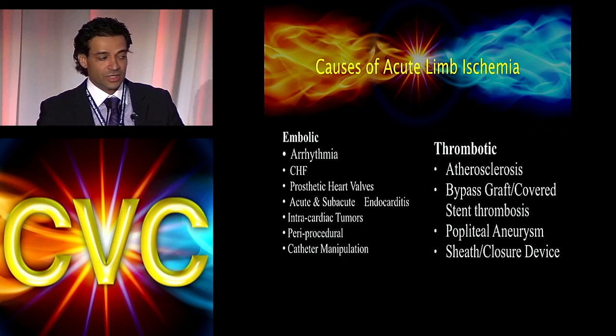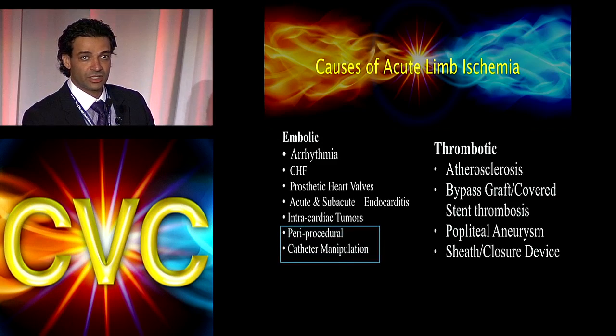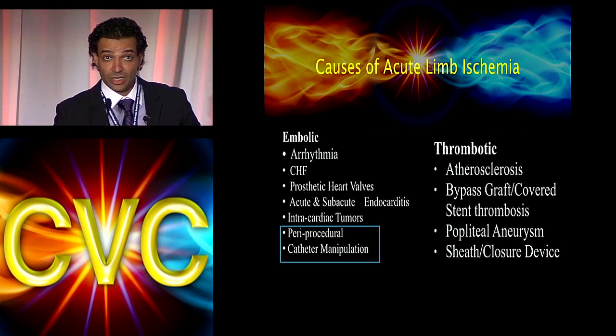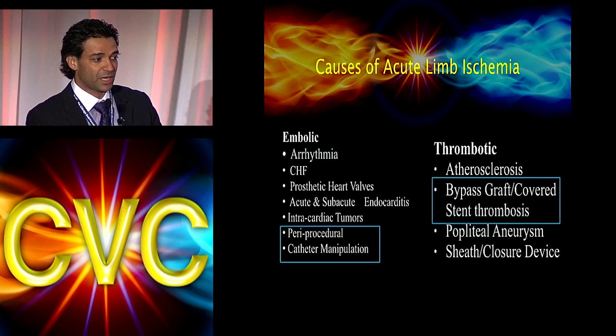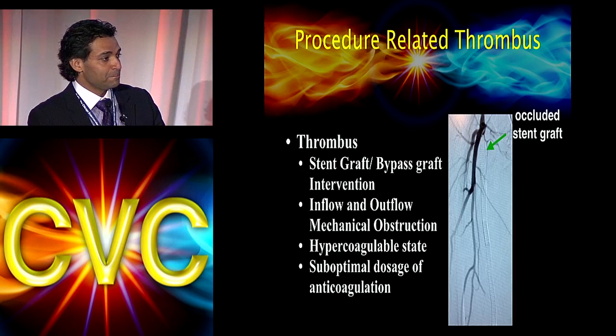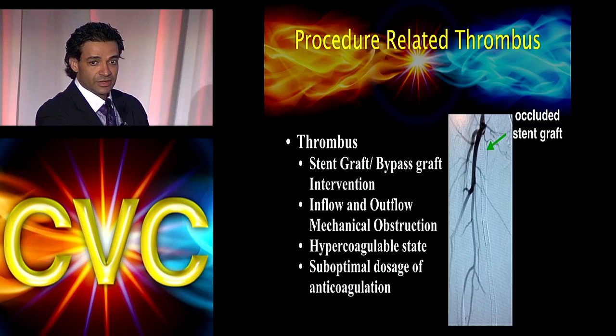What I'm going to focus on is, more than anything, the periprocedural complications. Acute limb ischemia can be caused by arrhythmia, distal embolization from atrial fibrillation, which is usually the most common. Periprocedural distal embolization is mostly from atherectomy, but balloons, stenting, anything can really cause distal embolization. We're also going to talk about bypass graft and covered stent thrombosis. In terms of thrombotic emboli, this can usually happen when you're dealing with stent grafts or bypass grafts that have a significant amount of thrombus. The heaviest thrombus burden is usually located in these bypass grafts.